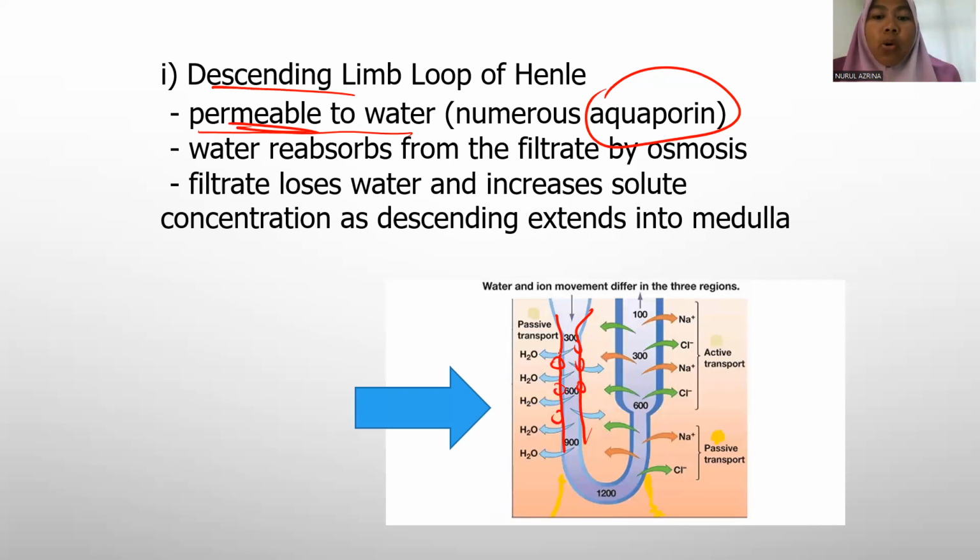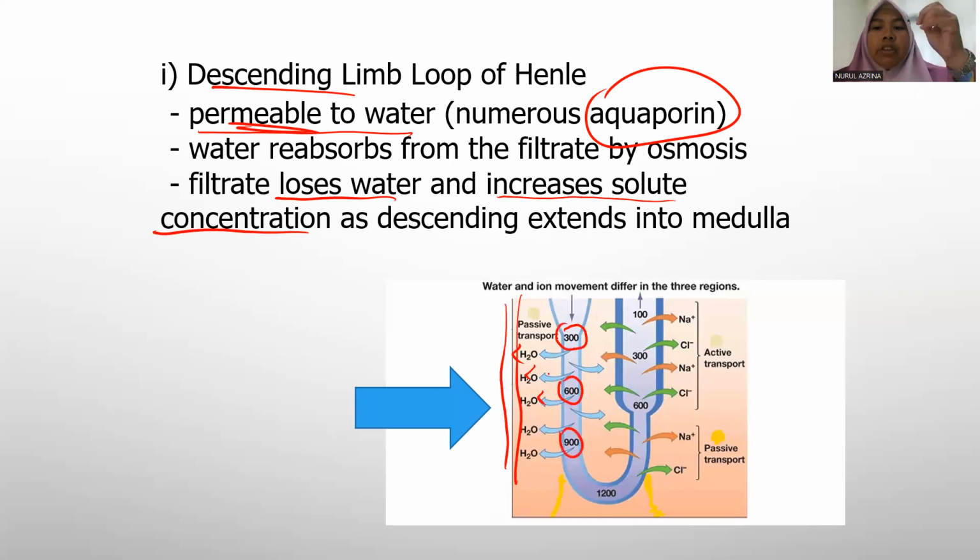So what happens? Water will be reabsorbed out of the filtrate into the surrounding capillary, which we call the vasa recta, or into the surrounding body fluid. As the filtrate loses water, it will increase the solute concentration as the descending limb extends into the medulla. You can see the concentration of the filtrate increase as the filtrate flows down the descending loop of Henle into the medulla region.